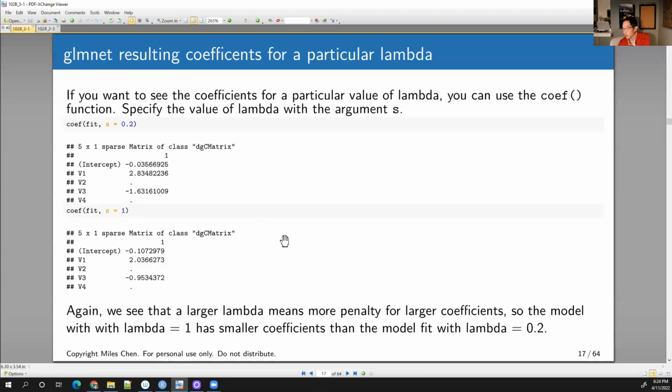If you want, you can ask what the coefficients are for a particular lambda. You can set S equal to 0.2 or S equal to 0.1 or something. And as your lambdas get bigger, the coefficients get closer to 0. So for 0.2, we have 2.83 and negative 1.63. And as lambda, specified by the argument S, is equal to 1, a larger value of lambda, it pushes those closer to 0. So we have 2.03 and negative 1.95.